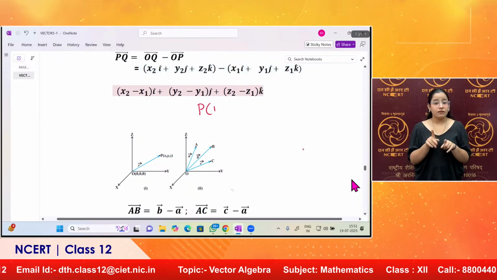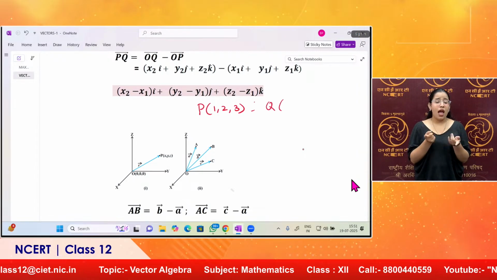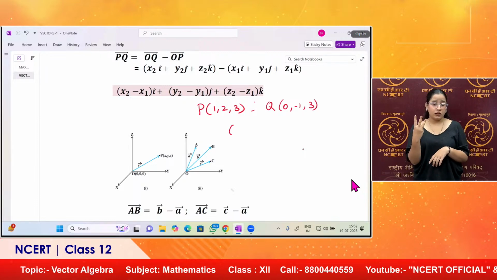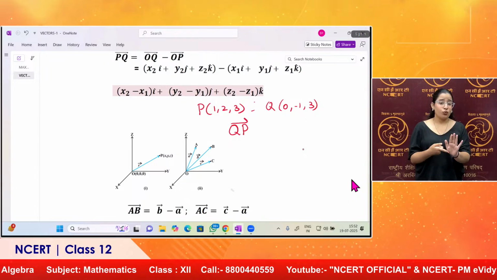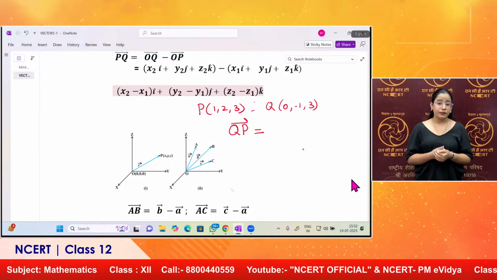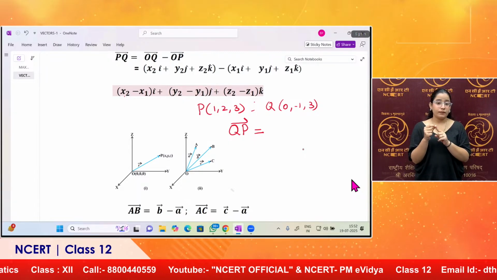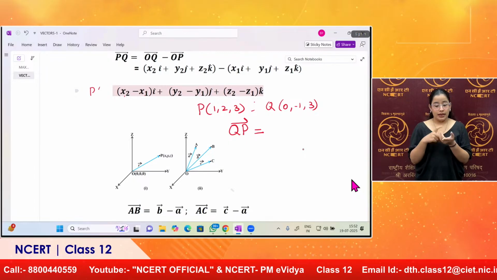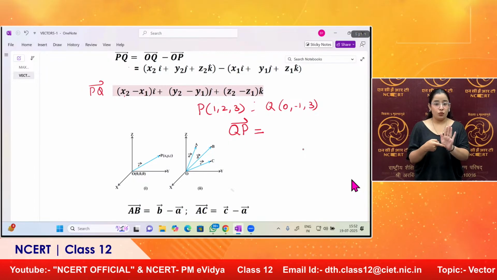Suppose P is (1, 2, 3) and Q is (0, -1, 3). How do we represent the vector QP? Here x2 was for Q, and this was the vector PQ, that is, final minus initial. So what is final here?